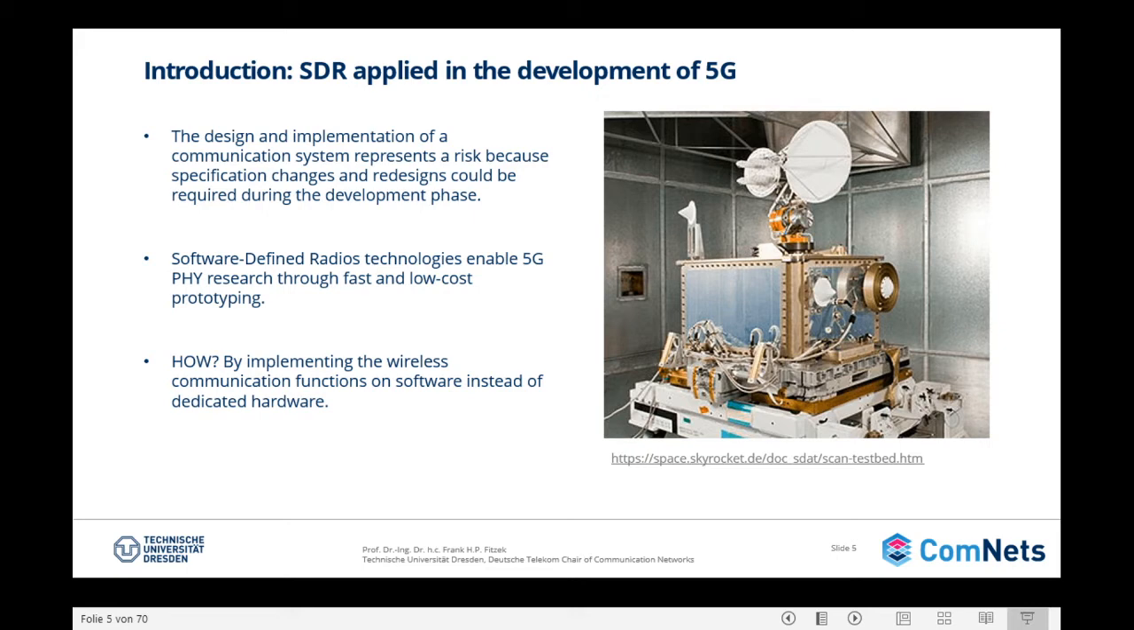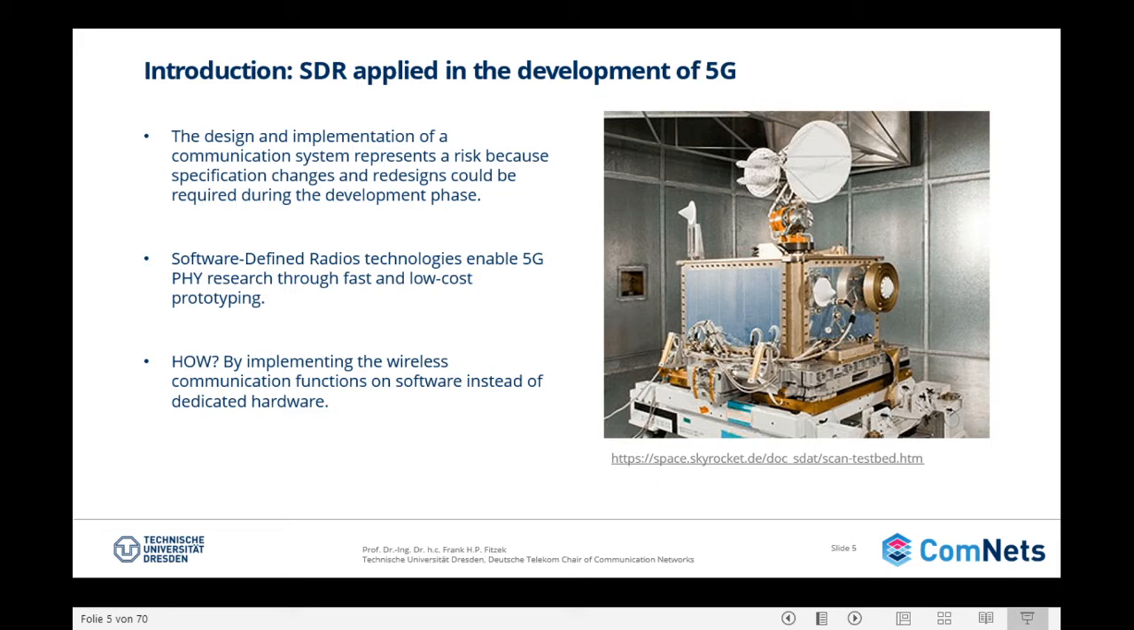However, if the functionality of our communication system is implemented only on hardware, basically when a change arises, we have to change the whole communication system. And this implies huge cost and also a huge amount of time because you have to fabricate a new communication system.